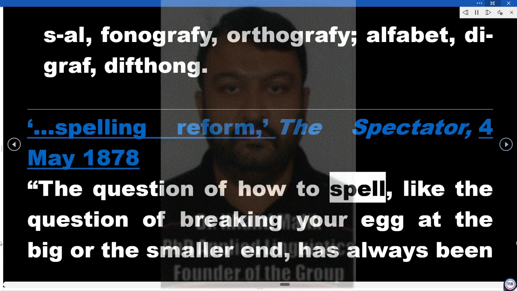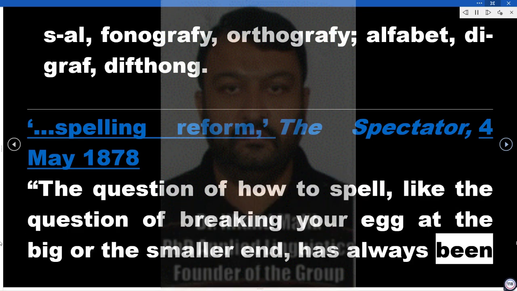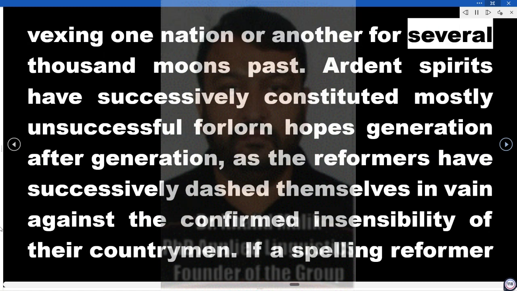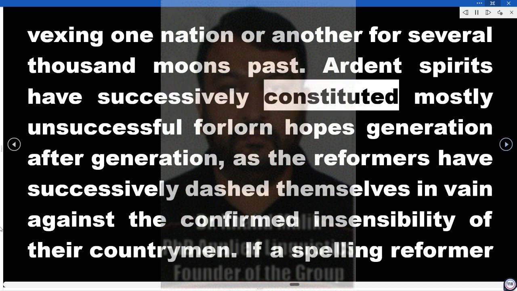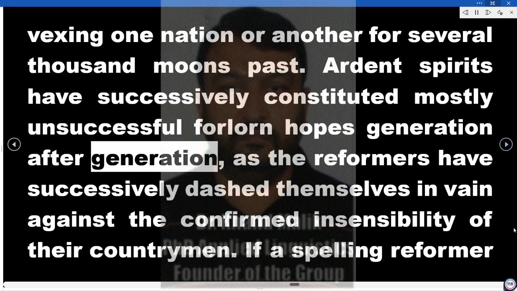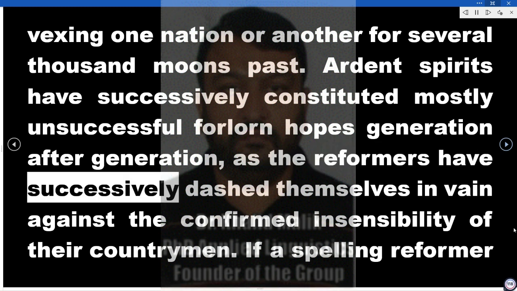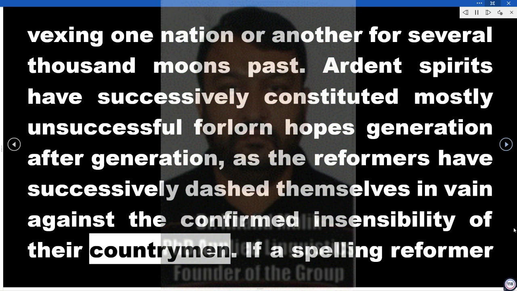Spelling Reform, The Spectator, the 4th of May 1878. The question of how to spell, like the question of breaking your egg at the big or the smaller end, has always been vexing one nation or another for several thousand moons past. Ardent spirits have successively constituted mostly unsuccessful forlorn hopes generation after generation, as the reformers have successively dashed themselves in vain against the confirmed insensibility of their countrymen.